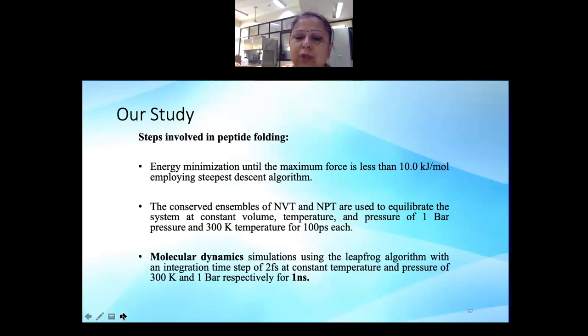We conducted NVT and NPT ensembles to equilibrate the system at constant volume, temperature and pressure of 1 bar pressure, 300 Kelvin temperature and for 100 picoseconds each. Then we performed molecular dynamics simulation using the leapfrog algorithm with an integration time step of 2 femtoseconds at constant temperature and pressure of 300 Kelvin and 1 bar respectively for 1 nanosecond.